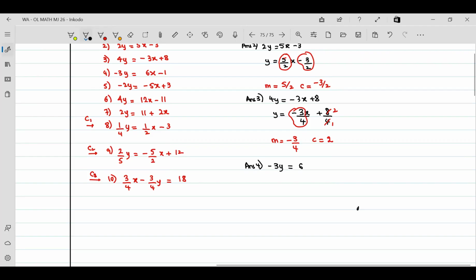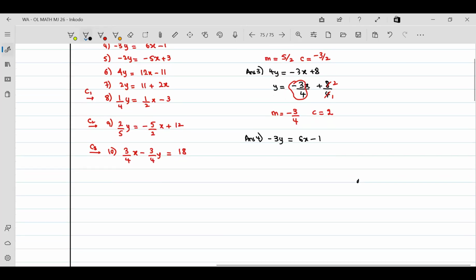Answer number 4. So you have a minus 3y. All of you, pay attention on answer number 4. Question number 4 is very important. This is the first time you're dealing with a negative sign with y. Now, when you take this minus sign away, the whole logic is to divide every term in the equation by minus 3. So minus minus gone, 3 and 3 gone. Y is on the left hand side.